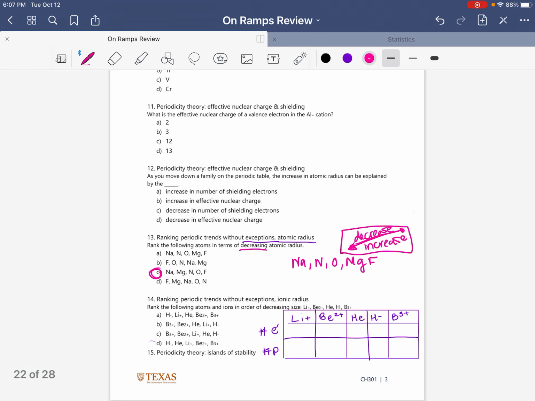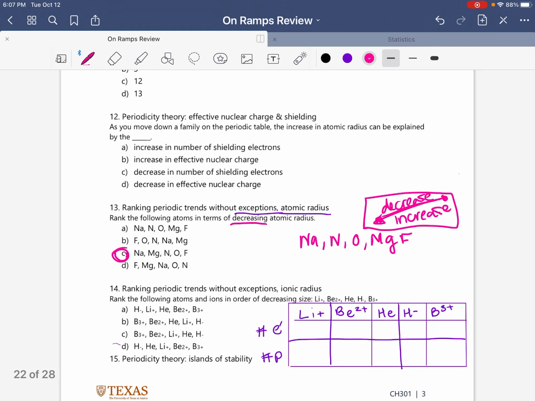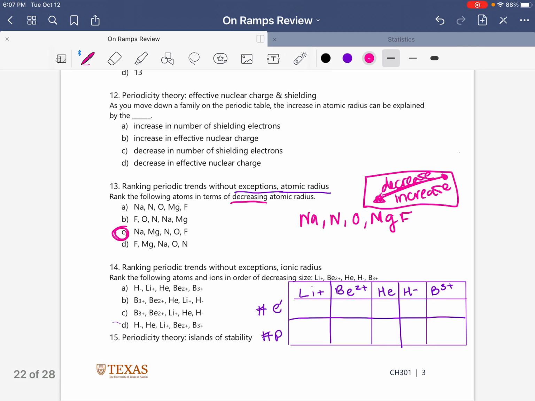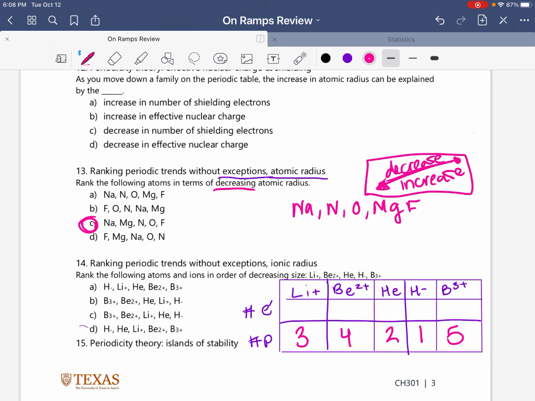The next one wants to rank periodic trends without exceptions, ionic radius. So rank the following atoms and ions in order of decreasing size. So we have lithium, beryllium, helium, hydrogen, and boron. So first I want you to go ahead and put their proton number down. Lithium has 3, beryllium has 4, helium has 2, hydrogen has 1, and boron has 5. We know that by looking at their atomic number. Proton number never changes.